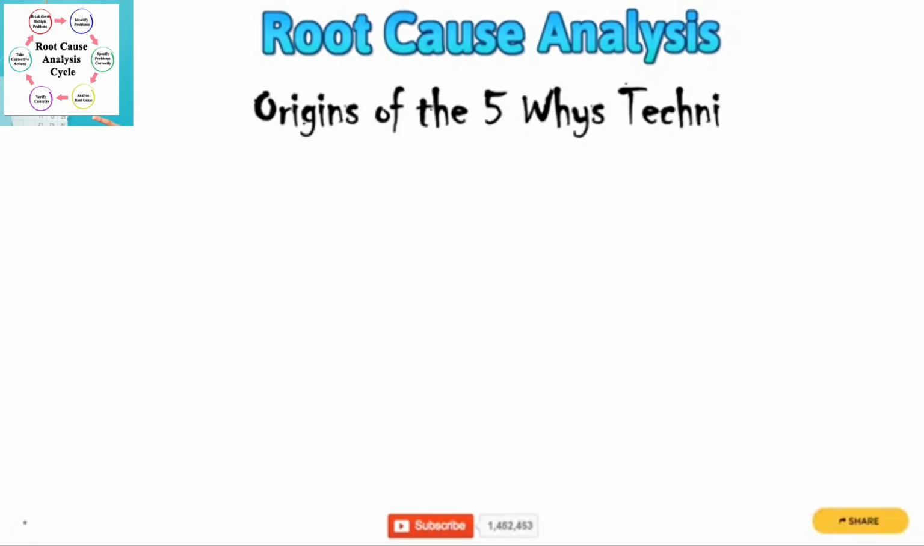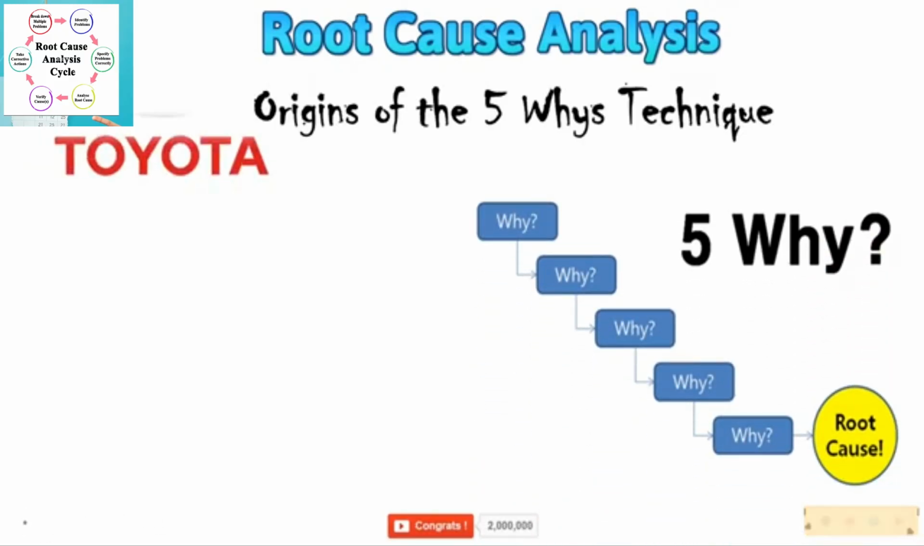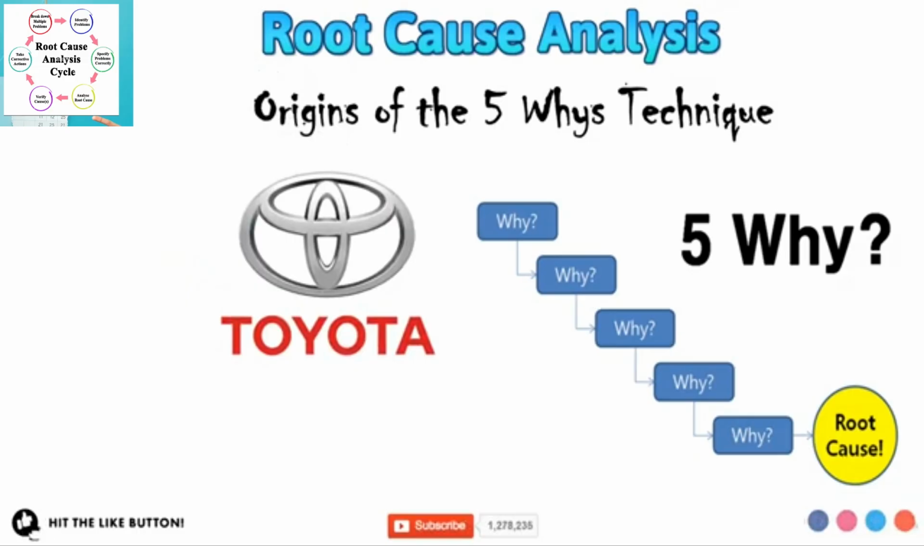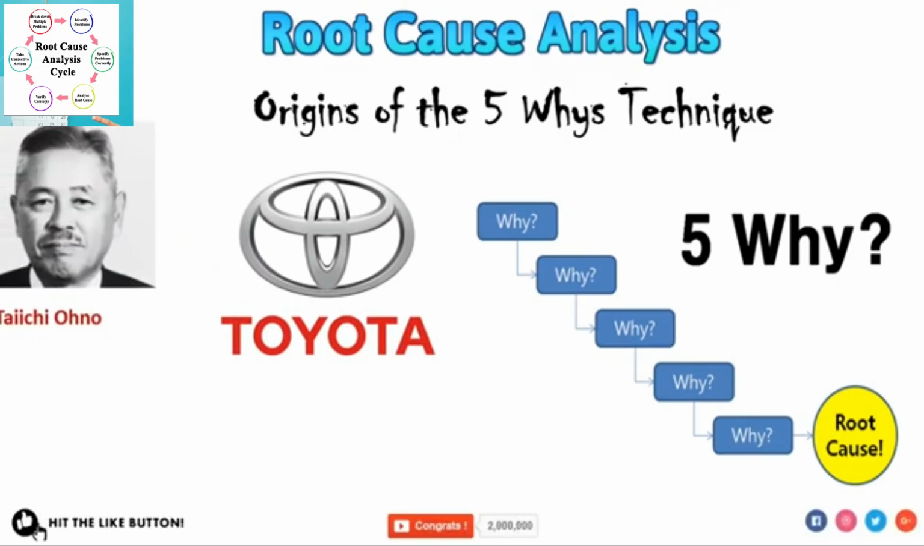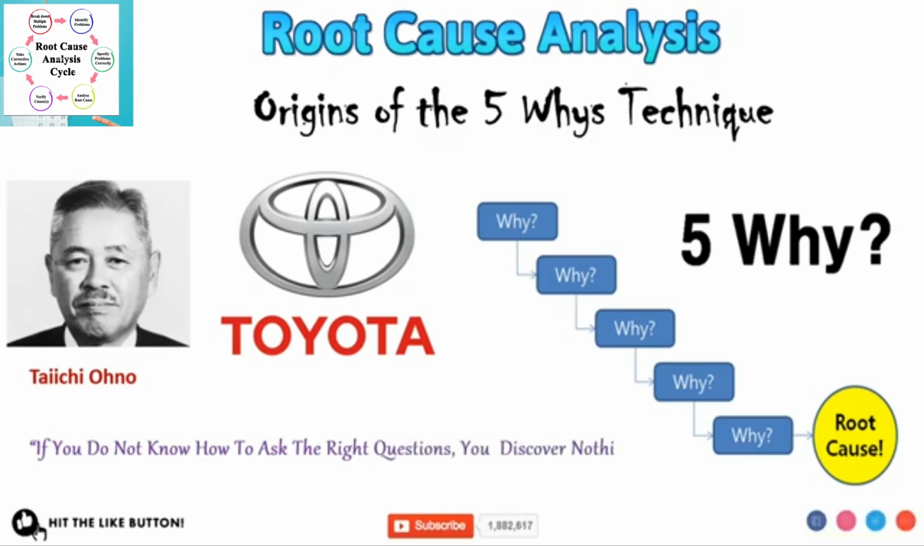Origin of the 5 why technique. The 5 why technique was developed and fine-tuned within the Toyota Motor Corporation as one of the critical components of its problem-solving training. It was developed by Taiichi Ohno, a Japanese industrialist, in the 1930s. It became popular in the 1970s and Toyota still uses it to solve problems. It is said that if you don't know how to ask the right questions, you discover nothing. That is why this 5 why technique is important to discovering the root cause.